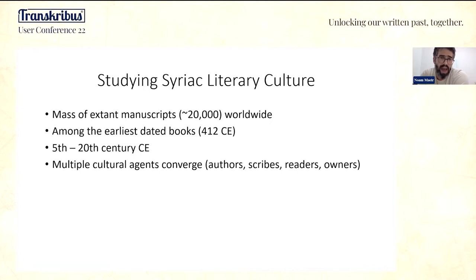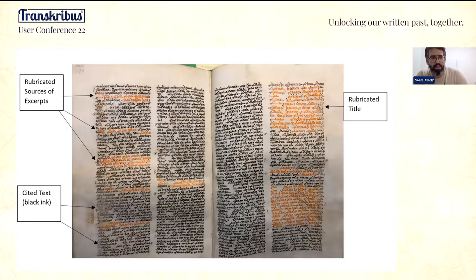The important aspect of these pre-modern manuscripts is their multi-dimensional aspect. We have multiple agents operating on one object: authors, scribes, readers, owners, commentators, etc. And their writings are marked differently. Let me show you an example. Here you see the rubricated texts are actually scribal texts, I'm calling them. They're texts not of authors.